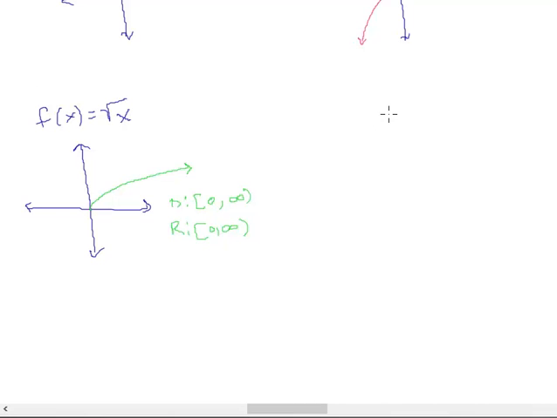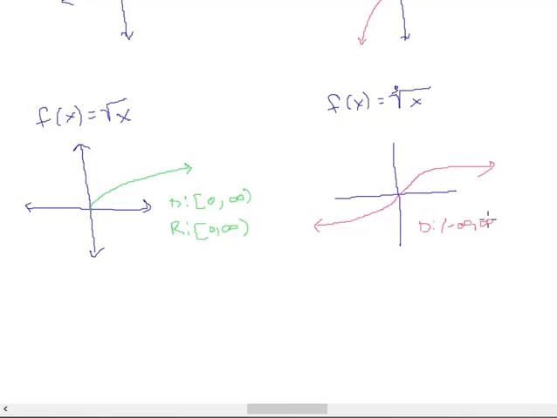Okay, how about f of x equals the cube root of x? Alright, so this one looks something like this. Alright, so domain. Yep, it goes right and left forever, and actually it will go up and down forever also. Slowly, but it will.